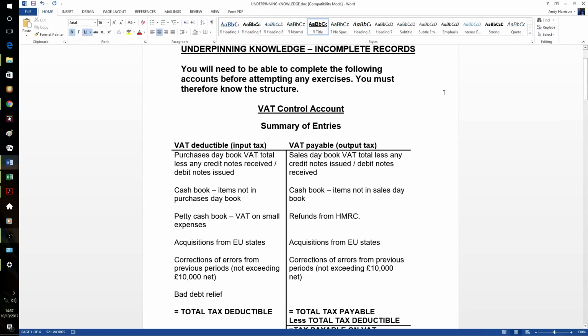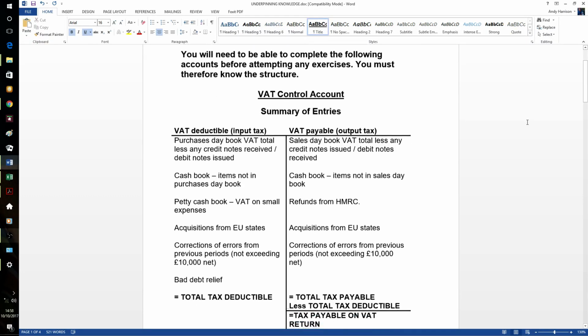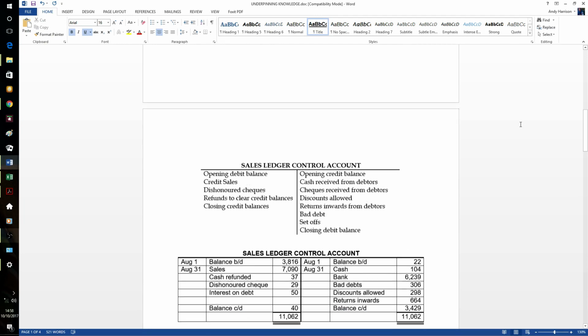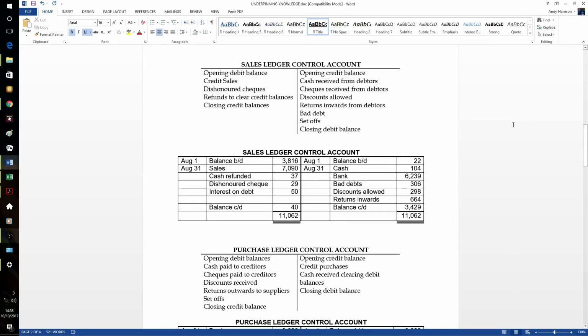There's lots of underpinning knowledge, so starting off with not the most commonly used underpinning knowledge, the VAT control account. All the underpinning knowledge comes from other parts of the AAT syllabus. Definite in nearly all questions, the sales ledger control account. This is the full list of course, and the question we're going to do has only got a couple of entries on both sides. It might be discounts allowed or bad debts or refunds or something that's missing, or it might be the contras that's missing.